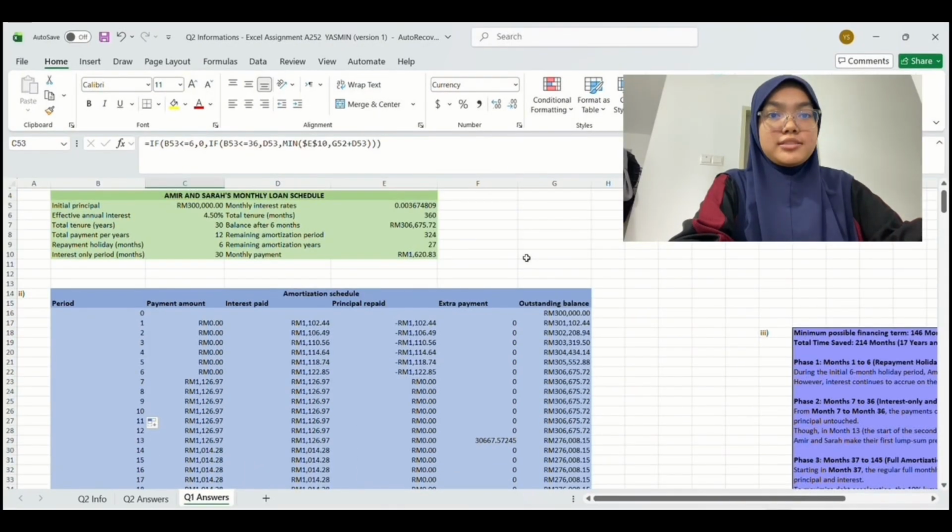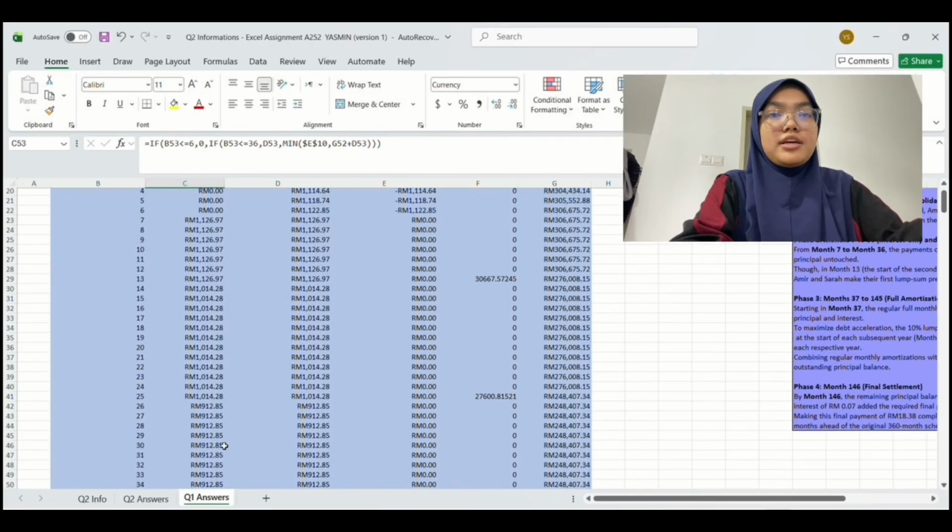Question 2, I will explain the loan amortization schedule. My spreadsheet schedule is structured into 6 dynamic columns: period, payment amount, interest paid, principal repaid, extra payment, and outstanding balance. For months 1 to 6, both payment amount and extra payment remain at 0 due to the repayment holiday. Even though no cash payment is made, monthly interest accumulates and gets added directly to the loan balance. As a result, the outstanding balance increases every month during this holiday period.